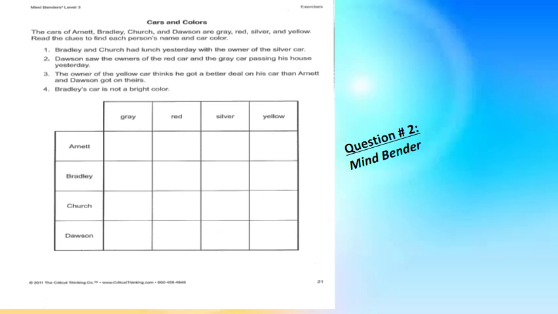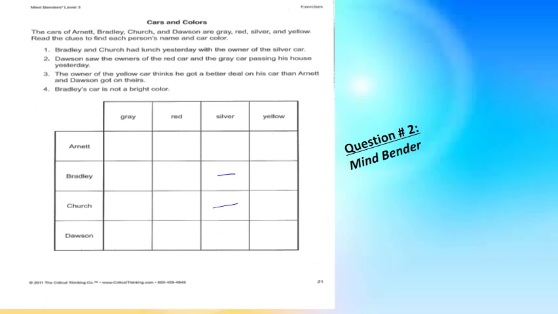Question number 2. We are solving a mind bender. Cars and colors. The colors of Arnett, Bradley, Church, and Dawson are gray, red, silver, and yellow. We should read the clues to find each person's name and car color. Clue 1: Bradley and Church had lunch yesterday with the owner of the silver car. So Bradley isn't the owner of the silver car. Church is not the owner of the silver car.